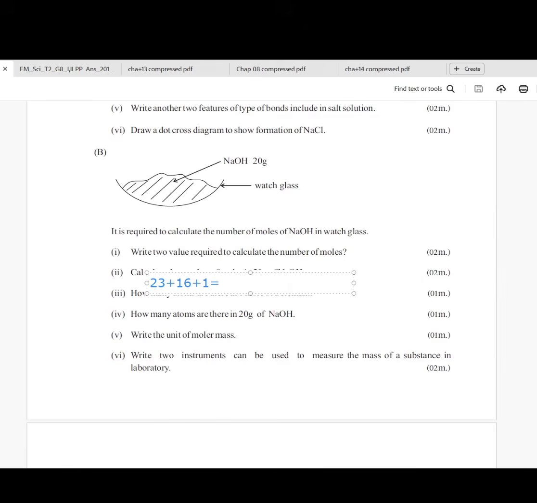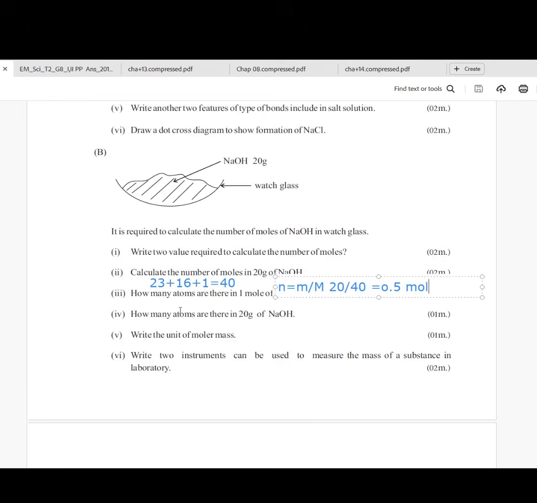Answer is 40. Then find the mass. Moles equal mass divided by molar mass. Mass is 20 divided by 40. 0.5 is the answer. 0.5 moles.